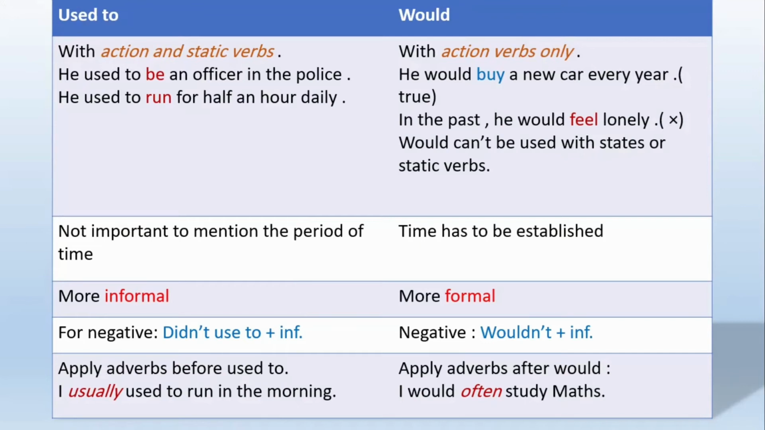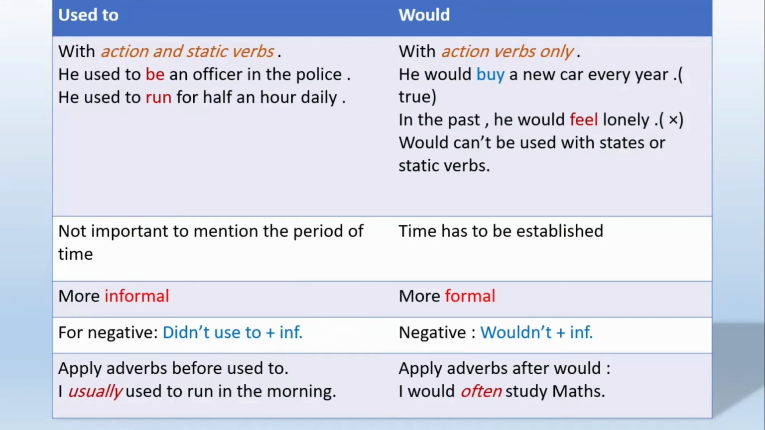And look, every year. The time is mentioned here, and the time is important here. Time is important to be mentioned. In the past, he would feel lonely. No, this is not okay. He used to be lonely, but would, no, because feel is a static verb, and static verbs are not okay to be used with the verb would.